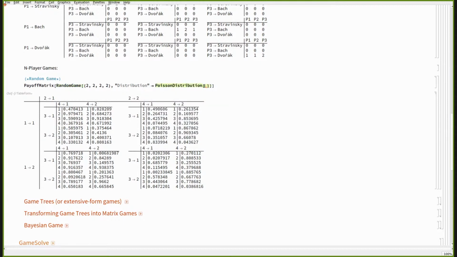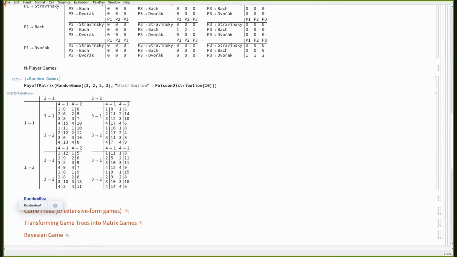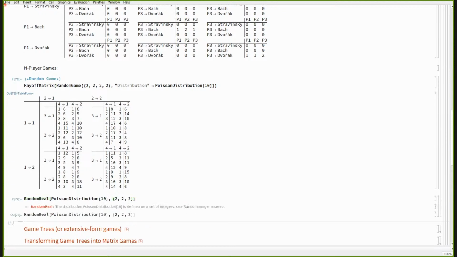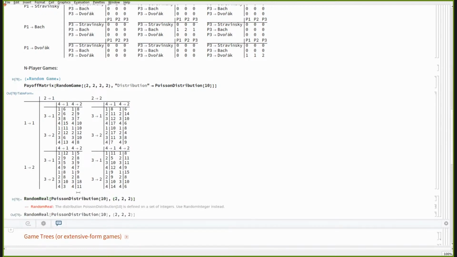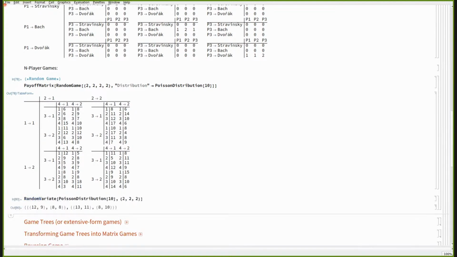So all you have to do is type in RandomReal. Or a Poisson distribution of 10, same thing, Poisson distribution of 10, comma, list 2, 2, 2, let's say. I think this will just work. Oh, integers. Okay. So you have to say RandomInteger there. RandomVariate works for everything. Okay, RandomVariate. Sounds good.